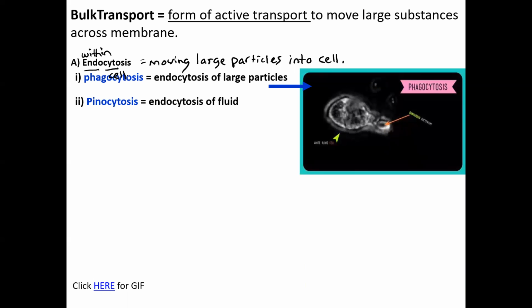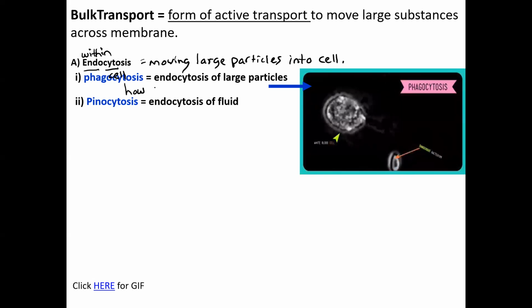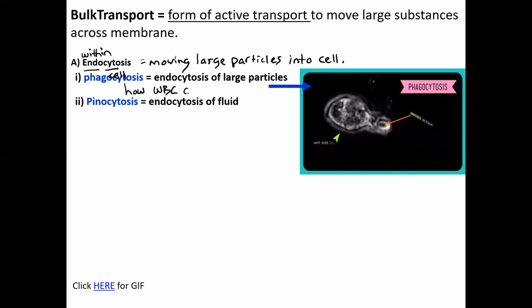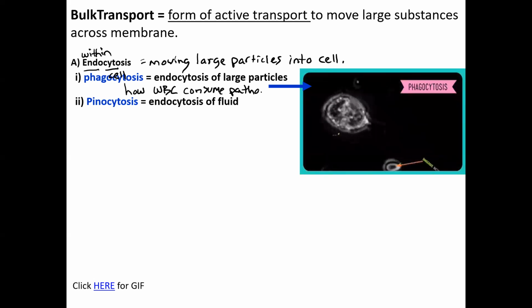Okay. Phagocytosis is endocytosis of large particles. I'll put over here how white blood cells consume a pathogen. That is something that's kind of an applied nursing concept. All of your white blood cells work by phagocytosis, which is the endocytosis of a large particle. So here we have a little bacterial cell, I think that's what it says it is, and here's a white blood cell, and it literally opens up its cell membrane and takes in that cell. And then it has enzymes that break down the cell and kill it.